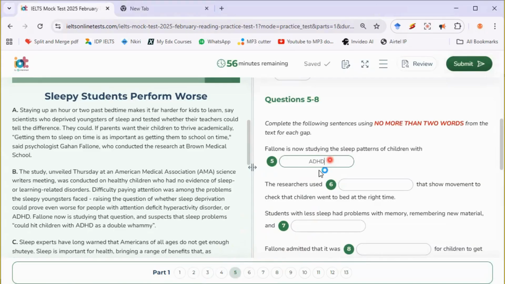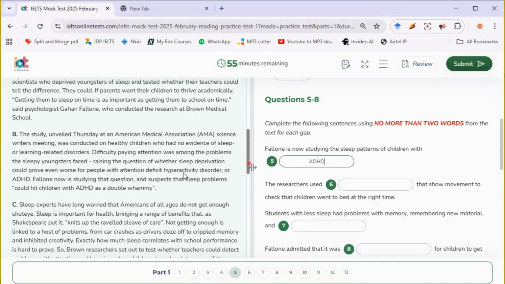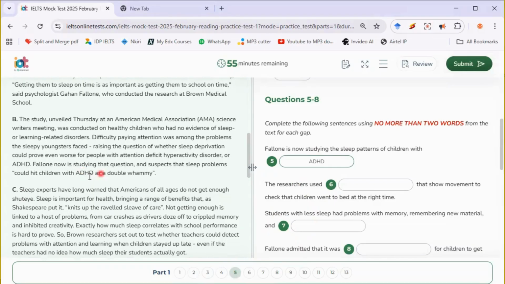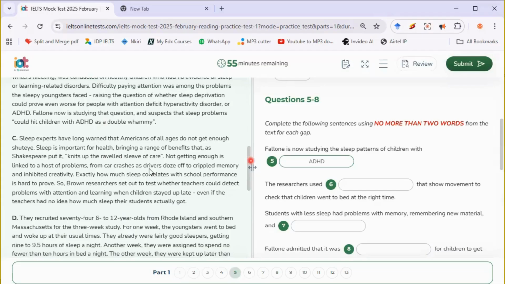ADHD. Now, next one. If I'm seeing my answer to number 5 in paragraph B, it's likely that my answer to number 6 will be in paragraph C. We call it sequential arrangement of answers. That's the most common pattern. It's only in a few cases that you go back to paragraph A or paragraph B to look for your answer. But most likely the answer will be in paragraph C.